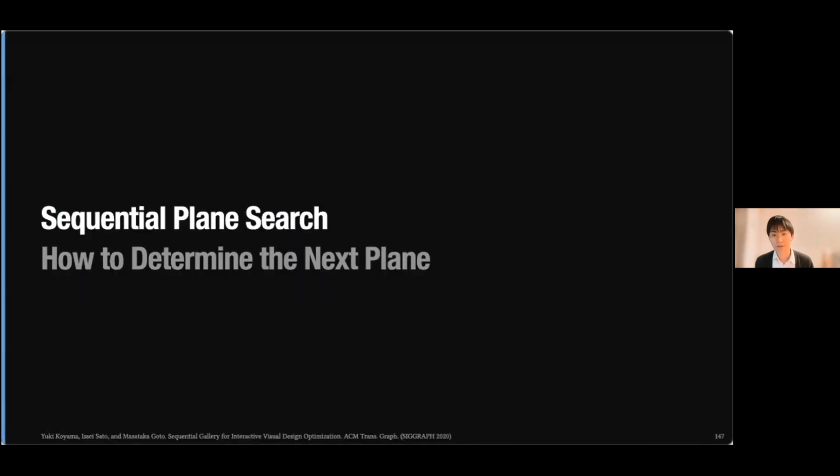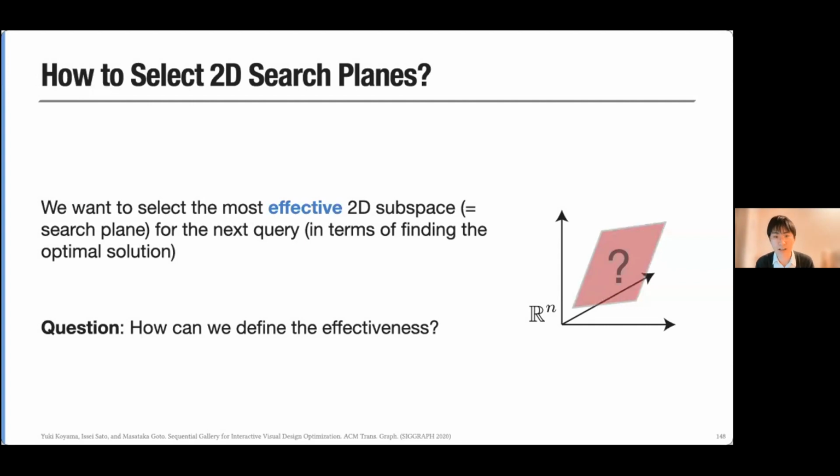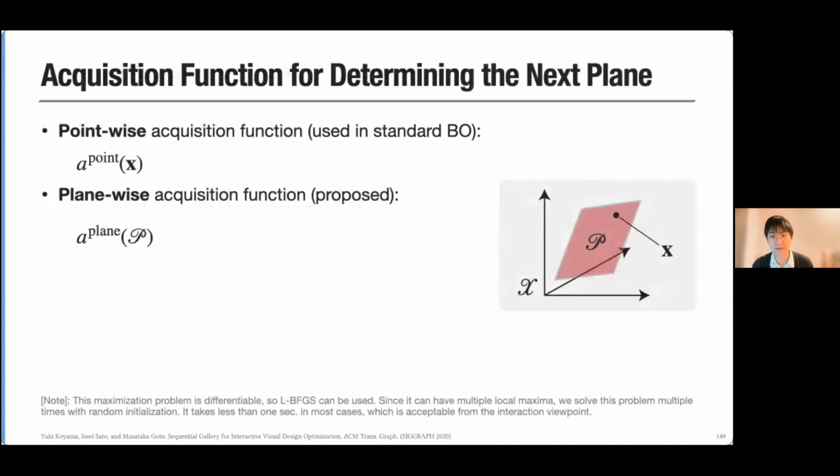But one question would be, how can we determine the next plane in each iteration? So in each iteration, we want to select the most effective 2D subspace or search plane for the next query. The question is how to evaluate the effectiveness of a given plane. And for this, we extend the acquisition function used in the standard BO. The existing acquisition function used in standard BO is pointwise.